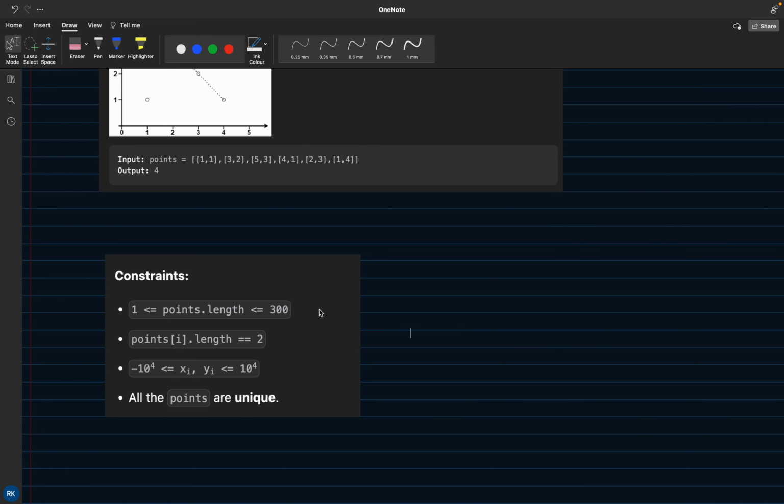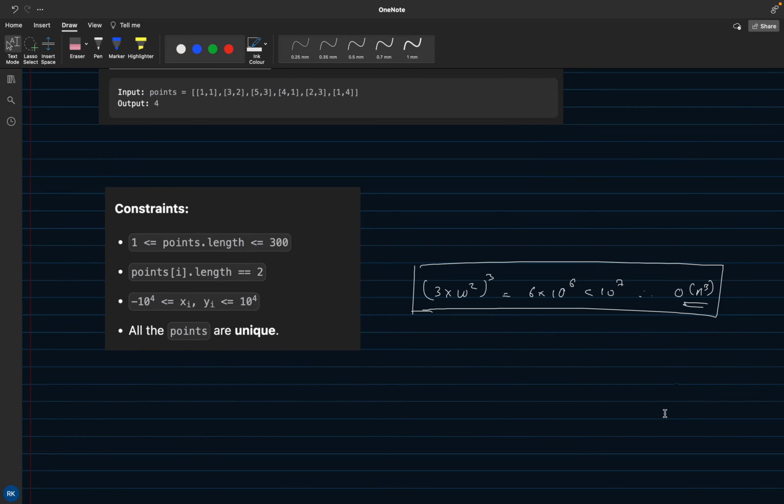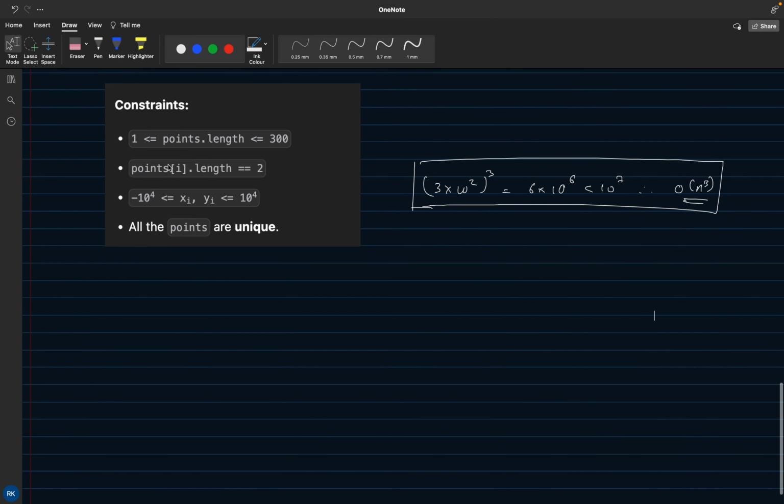But let's try to analyze what kind of complexity we will need. Since points.length is 300, if we cube it, we will get approximately 6 into 10 to the power 6, which is less than 10 to the power 7. So we can say that an algorithm of big O of n cube will work in this case. And today I am going to discuss a solution of big O of n square. So let's see the approach.